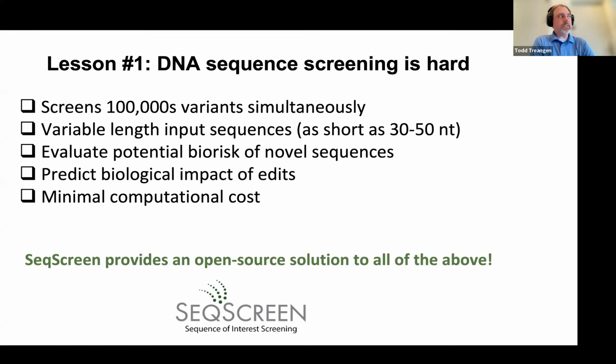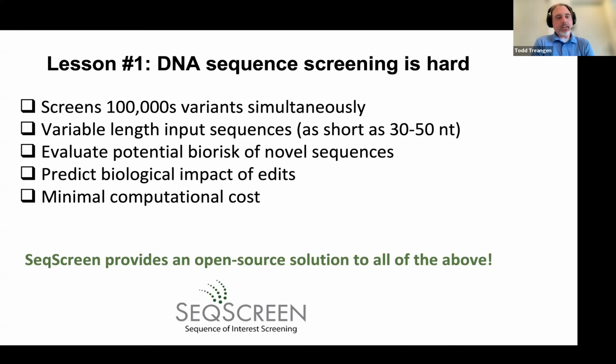One of which is just the need, if you want to deploy this in a setting, in terms of thinking about screening intentionally or unintentionally created harmful DNA sequences. It needs to be able to scale up to maybe hundreds, thousands of variants simultaneously. We need to think about variable length input sequences. We need to evaluate potential biorisk of novel sequences that we haven't seen before, which is again a major area of research for my lab at Rice.